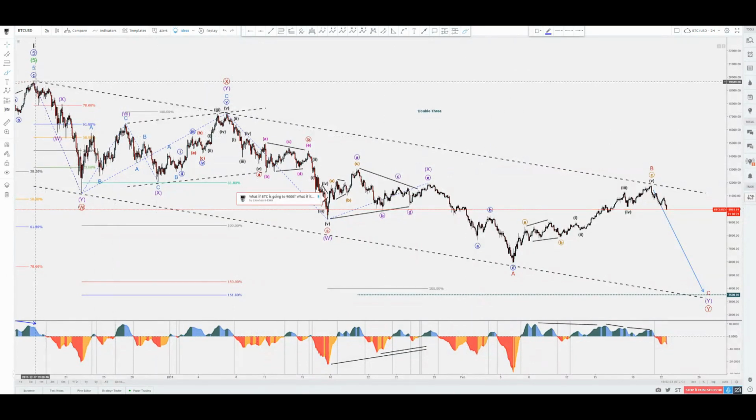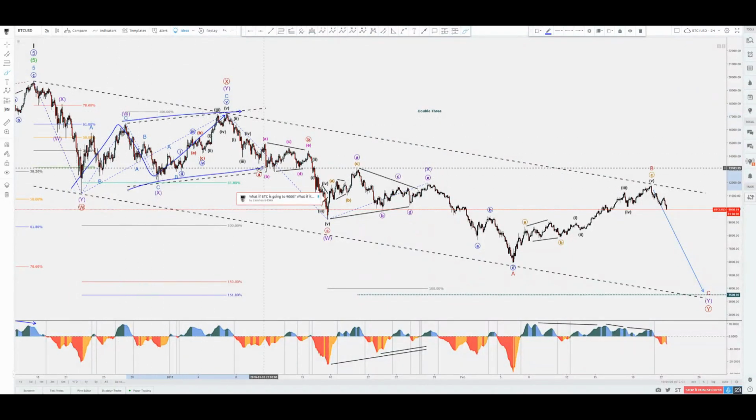So how I'm labeling this, taking it from the top, is W, X and then A, B, 1, 2, 3, 4, 5 for the C wave in the Y, thus completing primary red W. After that, we started correcting on the upside, still in a double three, with a W, X, Y within this channel right here as well. Right after that we started falling.